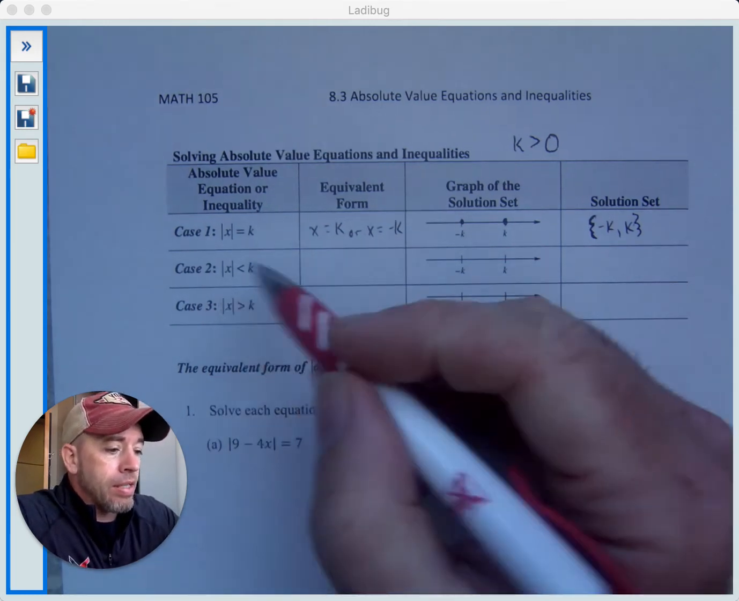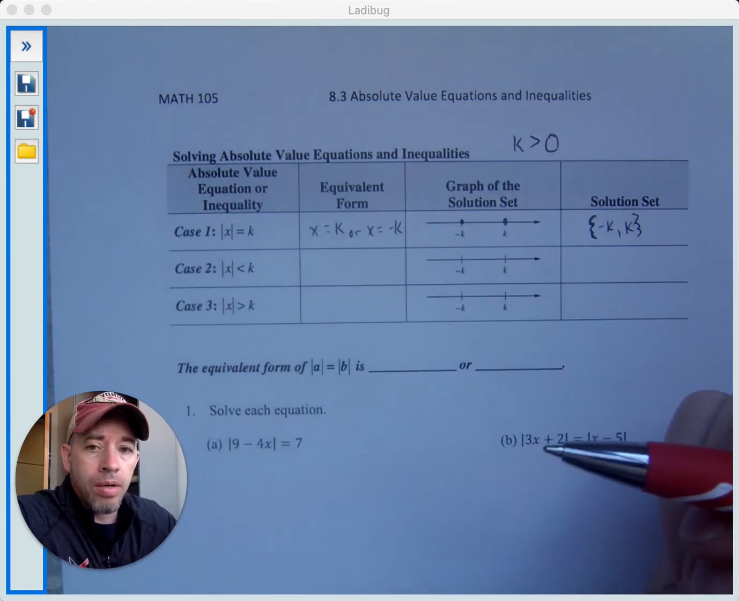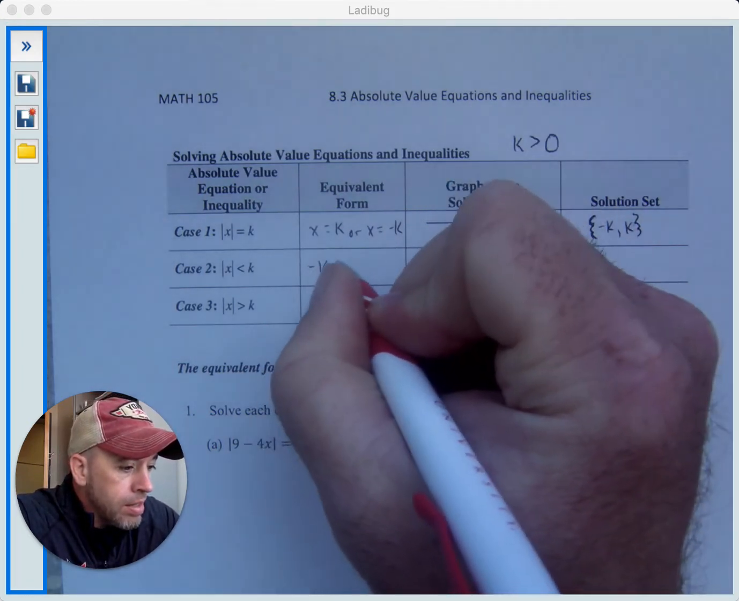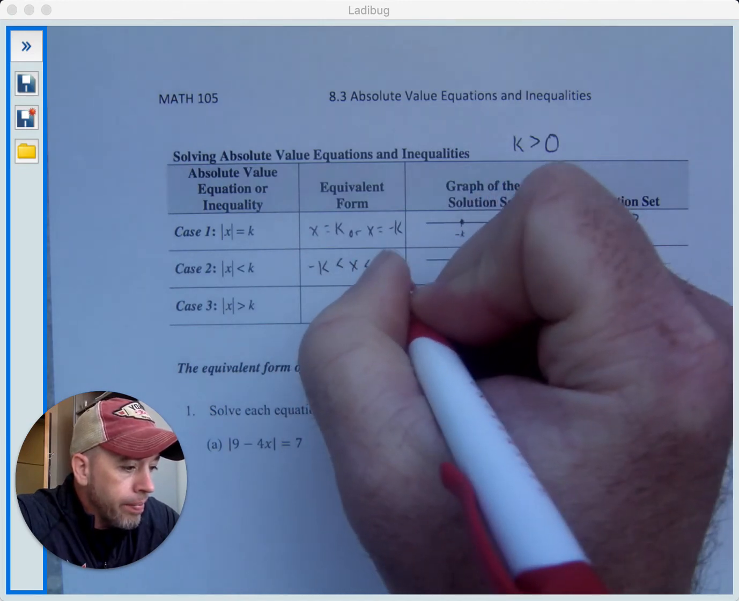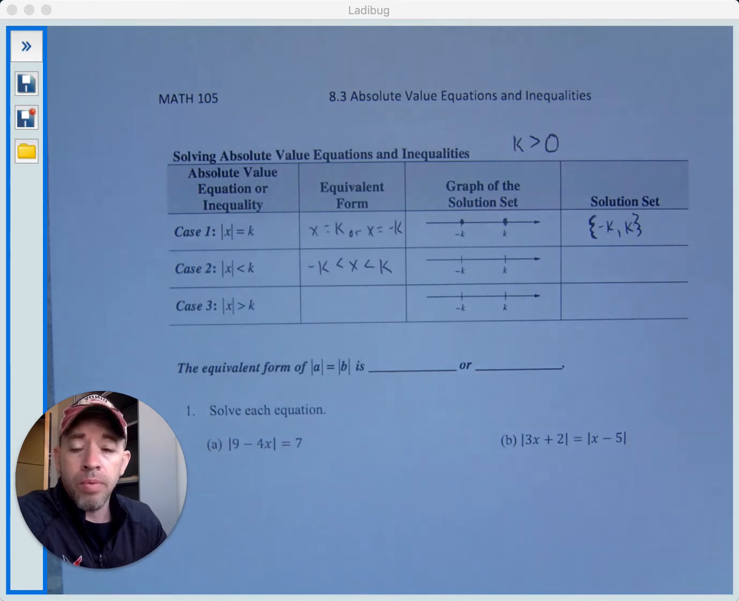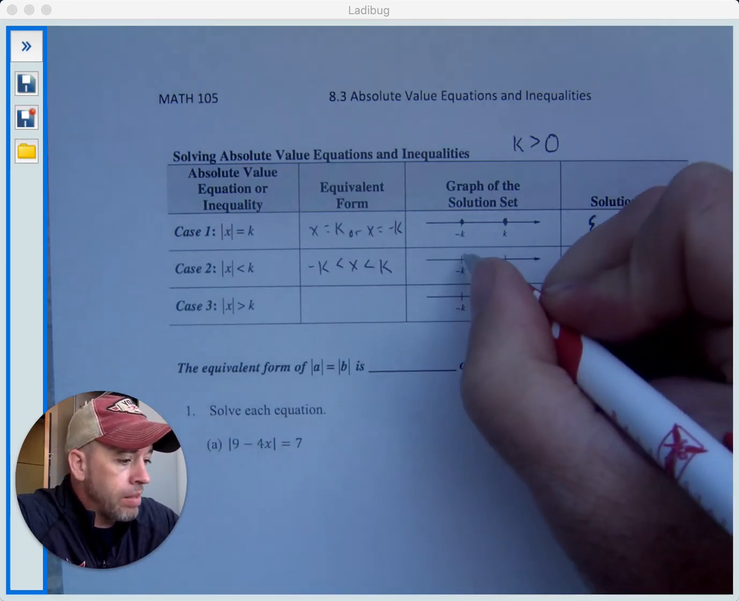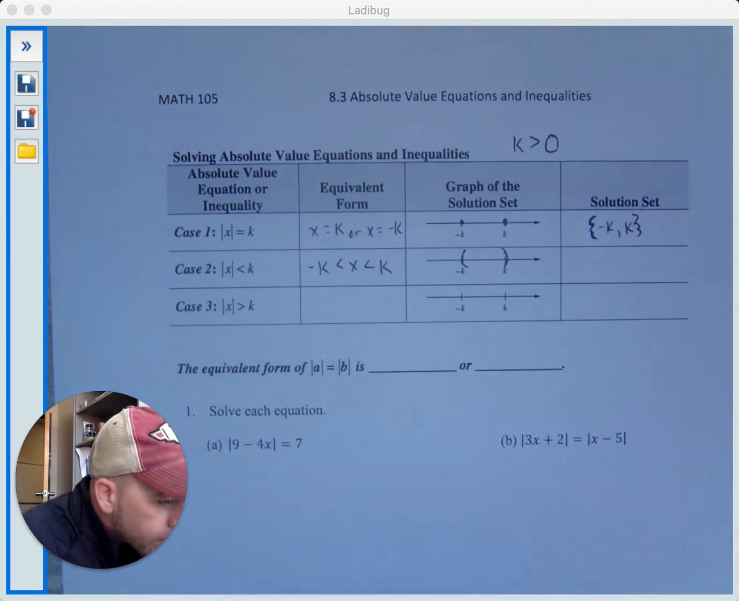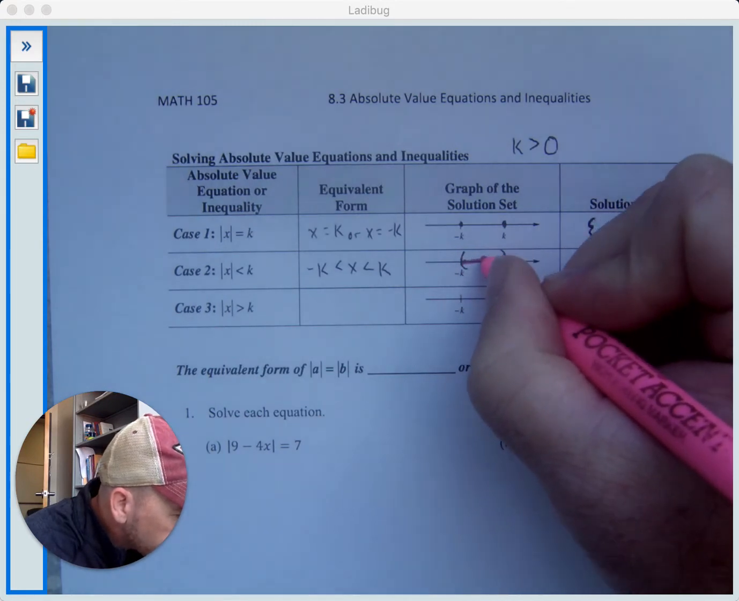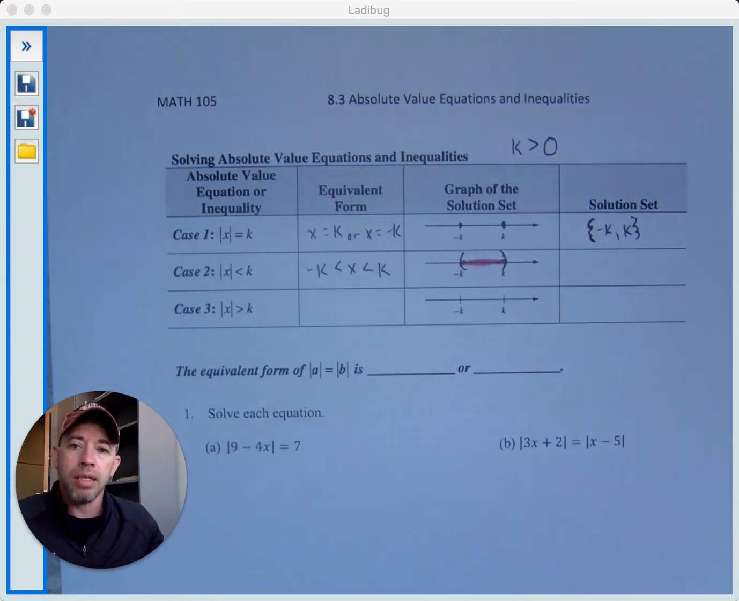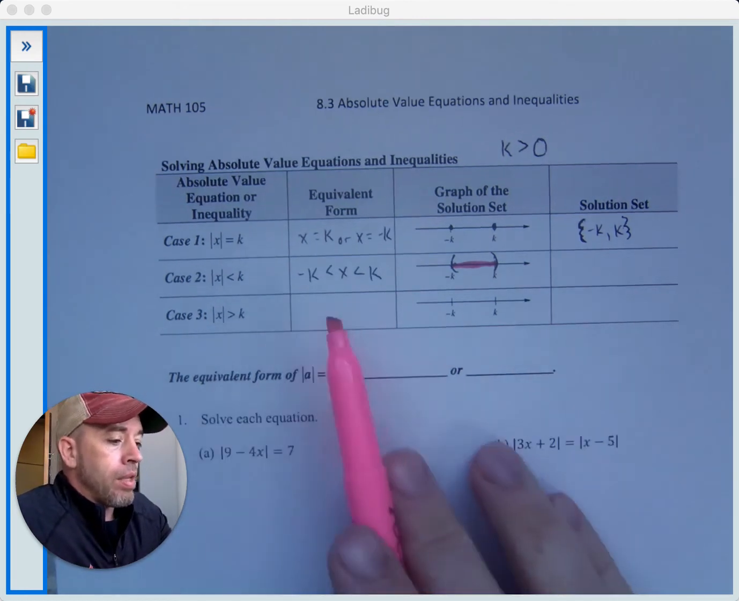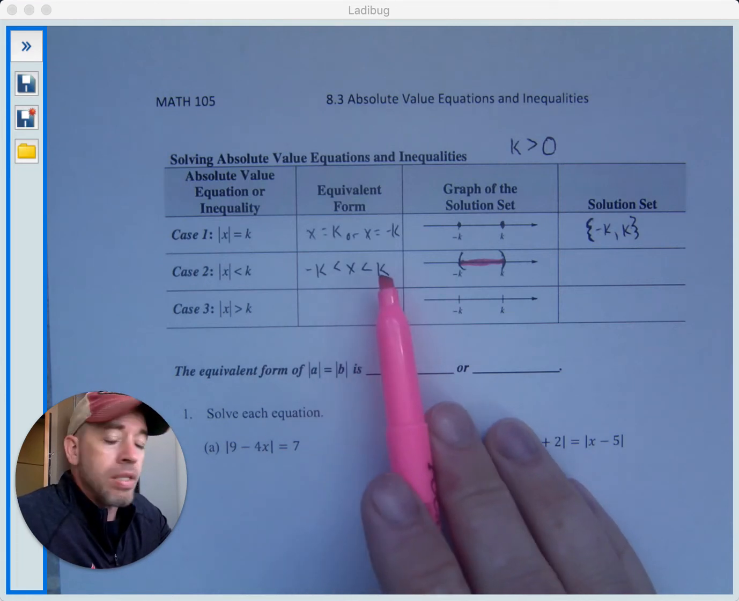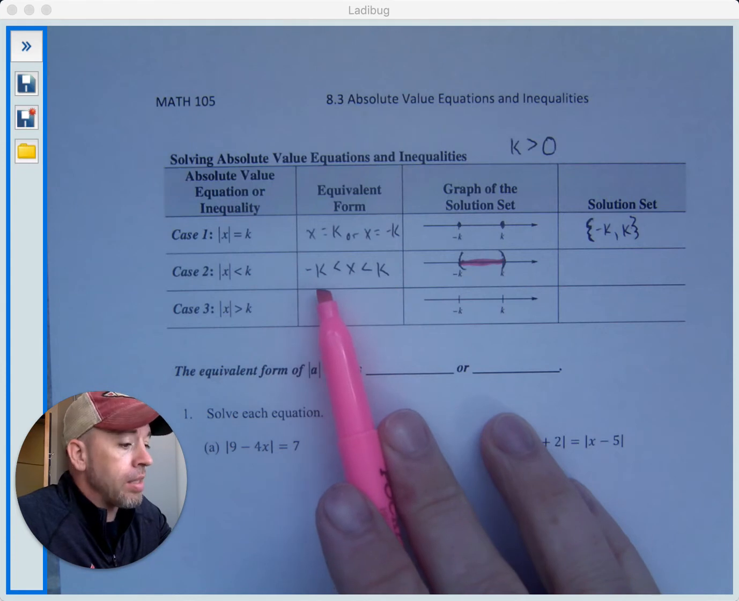If the absolute value of x is less than k, then we could actually write that as a double inequality as negative k is less than x, which is less than k. And we know what that graph would look like. It would be everything between negative k and k, right? And I'm going to use my little highlighter again here, and we shade everything in between. So if you have an absolute value that's less than a number, then we can put that expression x in the middle and write it as a double inequality with the opposite of k on the left and k on the right.